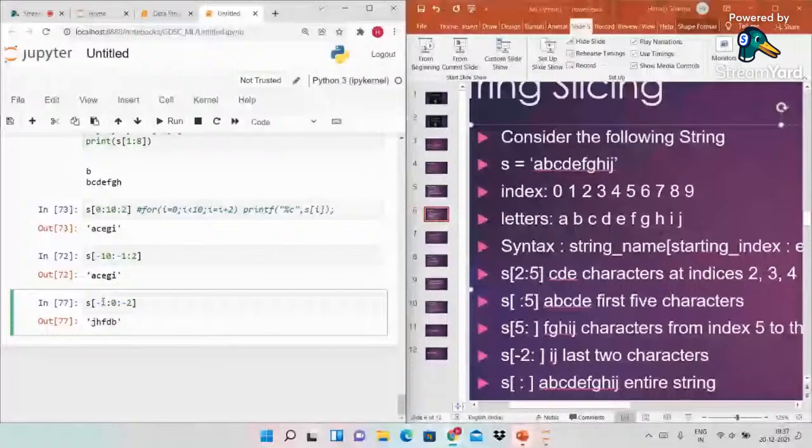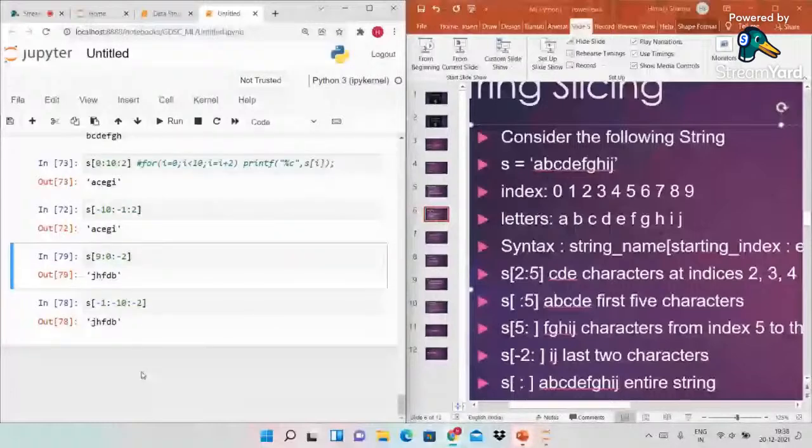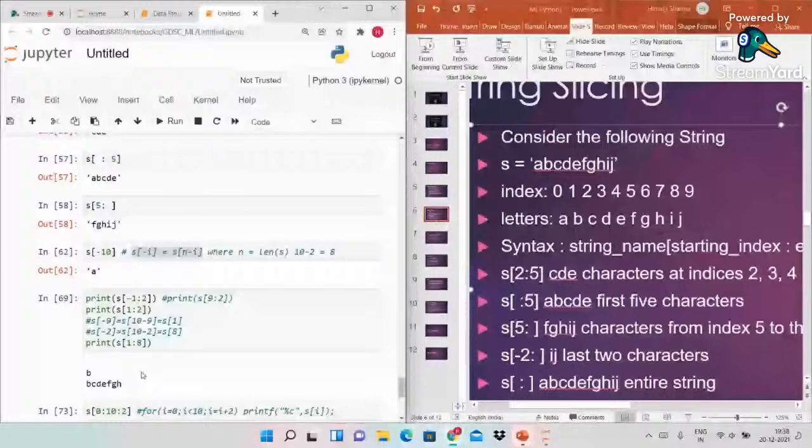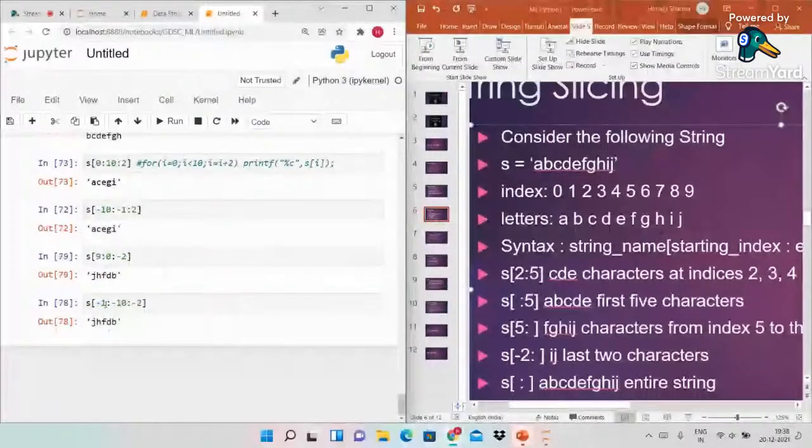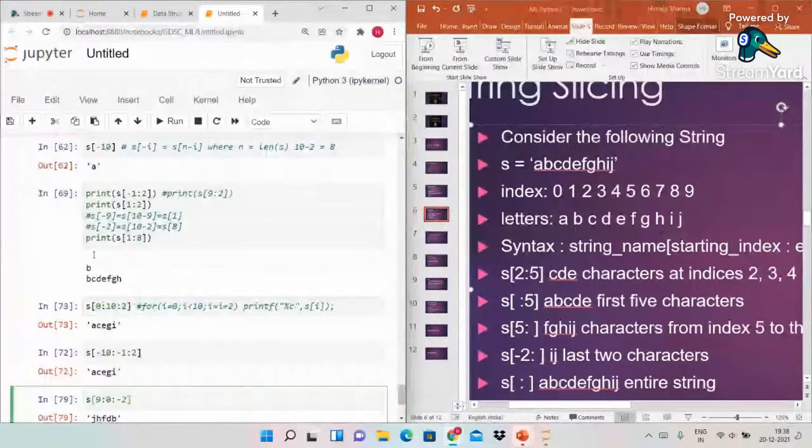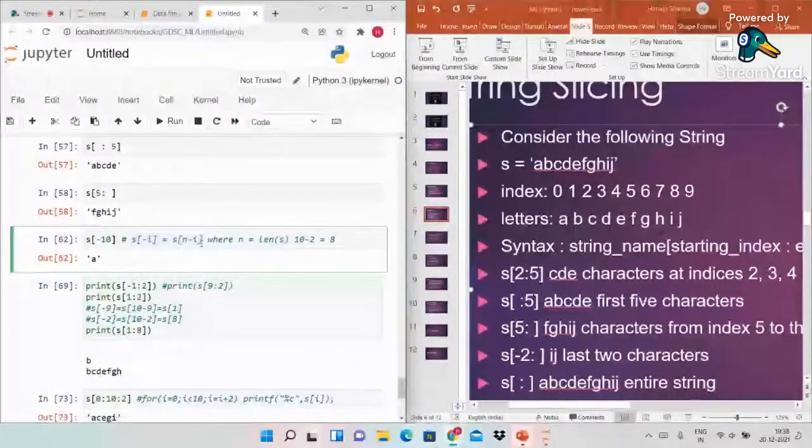Whenever you're confused with negative indexing, if you are not sure how negative indexes work, just write the equivalent positive indices. How do you do that? With the formula that I mentioned here: s of minus i can be written as s of n minus i. What is n here? It is the length of the string. Just ignore this, that is just an example. That is how you deal with string slicing. And remember, slicing is not confined to strings alone. It is also used when you're dealing with lists as well.